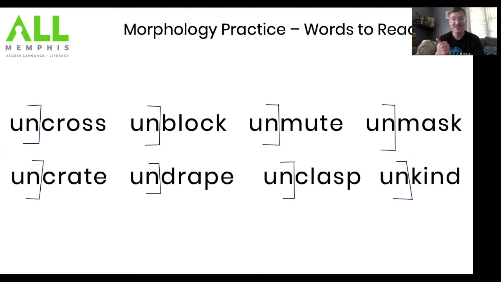What words? Awesome. Now let's read the bottom row of words. Remember, base words only. Great. You should have read crate, drape, clasp, kind. What words? Awesome. Great. Now I'll read the words with the prefix and the base word, and you'll repeat after me.